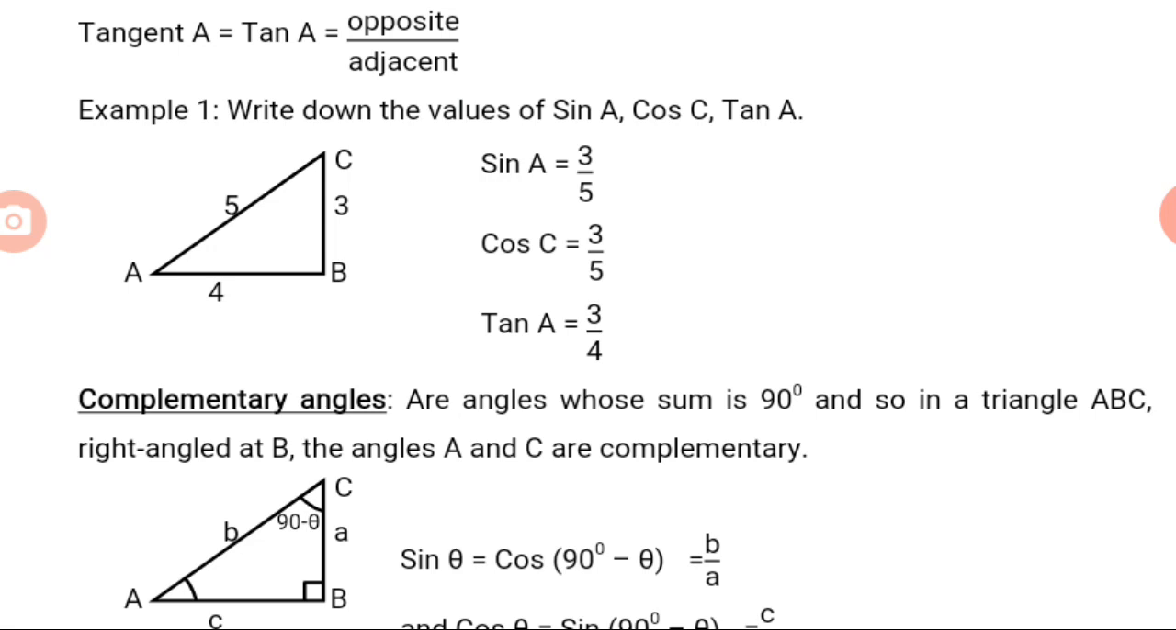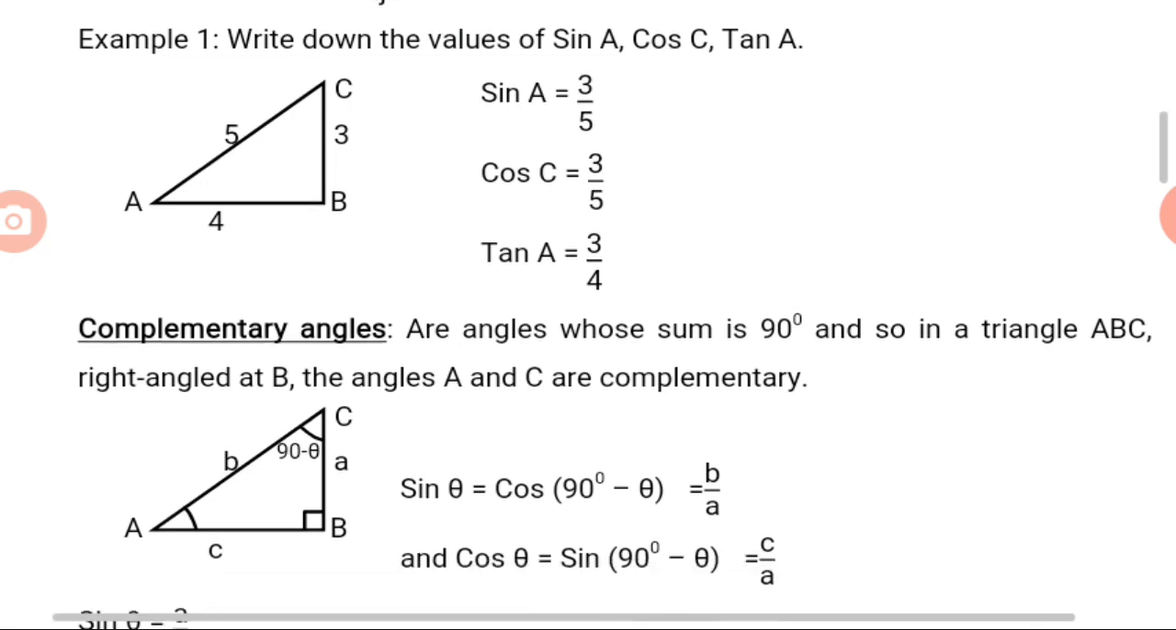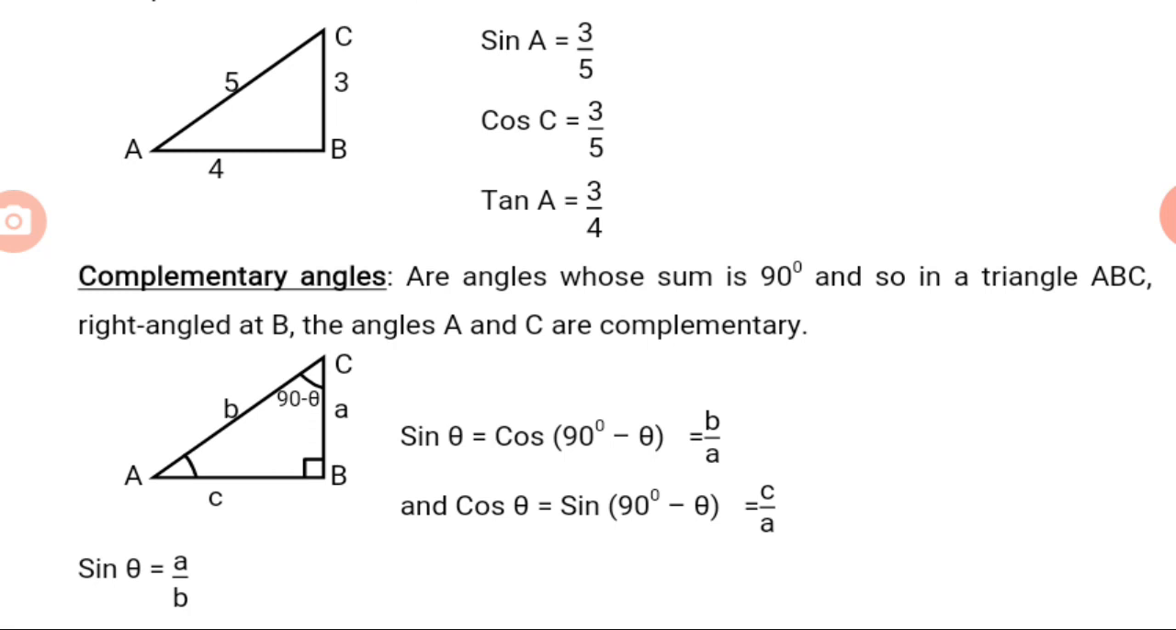Complementary angles are angles whose sum is 90 degrees. And so, in a triangle ABC, right angle at B, the angles A and C are complementary. Exactly. When we say complementary, it means that their sum is equal to 90 degrees. Are we together? Now, angle A is theta. Is that clear?